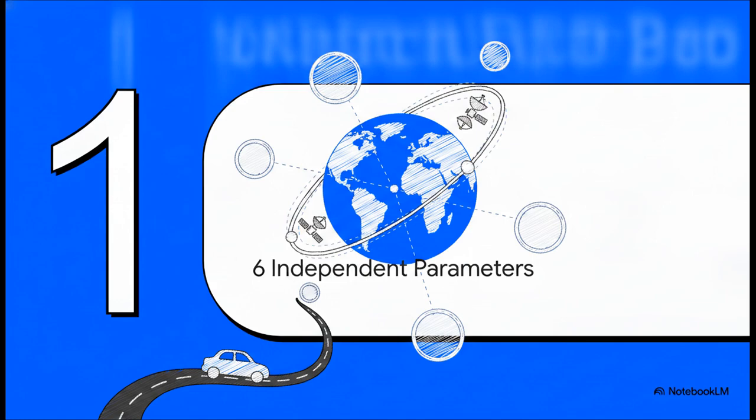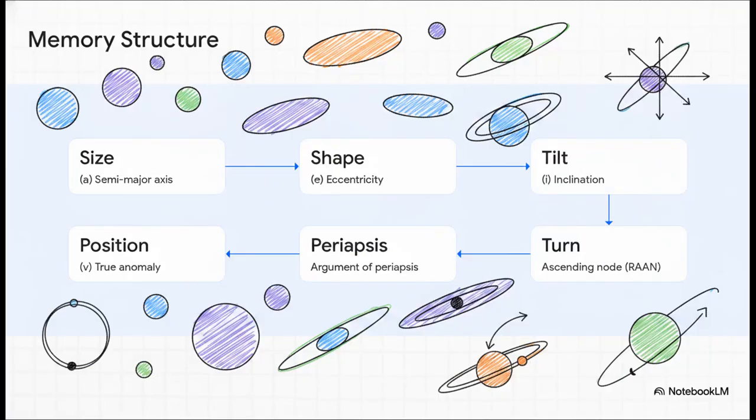All right, part 1, navigating in 3D space. Think about it this way. When a car drives down a highway, finding its position is relatively easy, right? Because it's essentially just moving along a one-dimensional line on a 2D map. But a satellite, it moves in a vast, three-dimensional void. To fully describe its precise movement and location in that space, we need exactly 6 independent parameters. Not 5, not 7, exactly 6. And you can remember them with this brilliantly simple 6-step mnemonic: size, shape, tilt, turn, periapsis, and position.